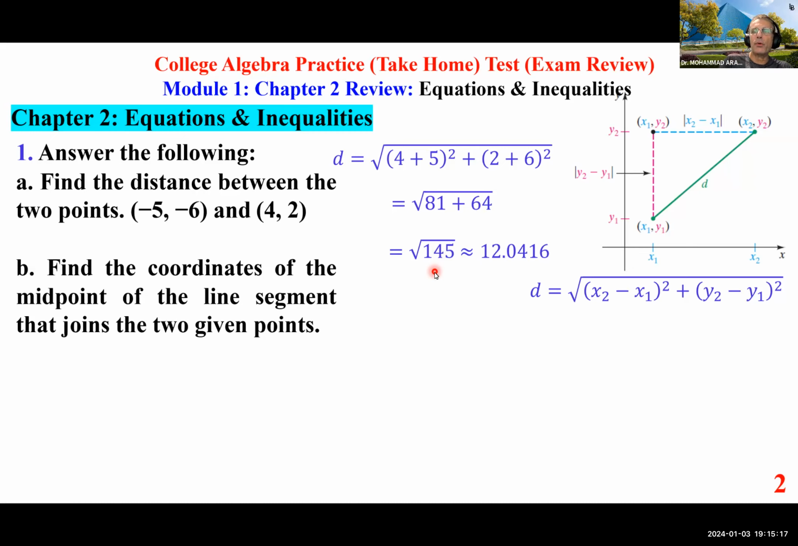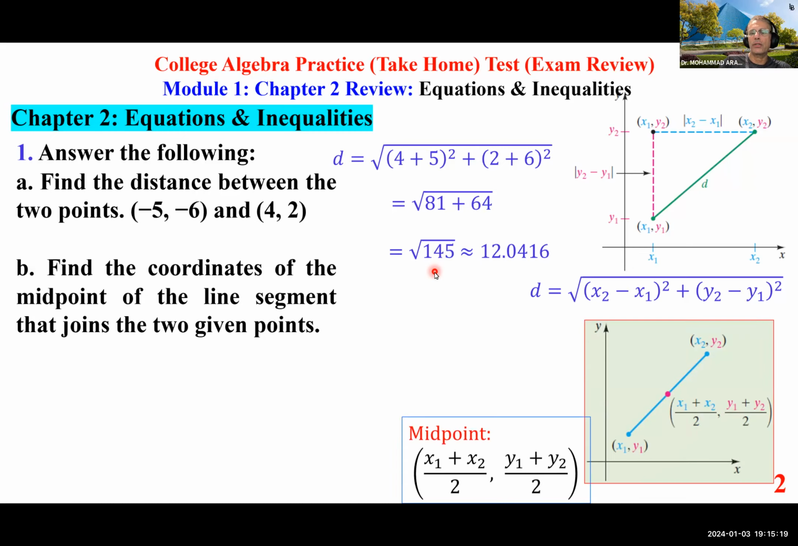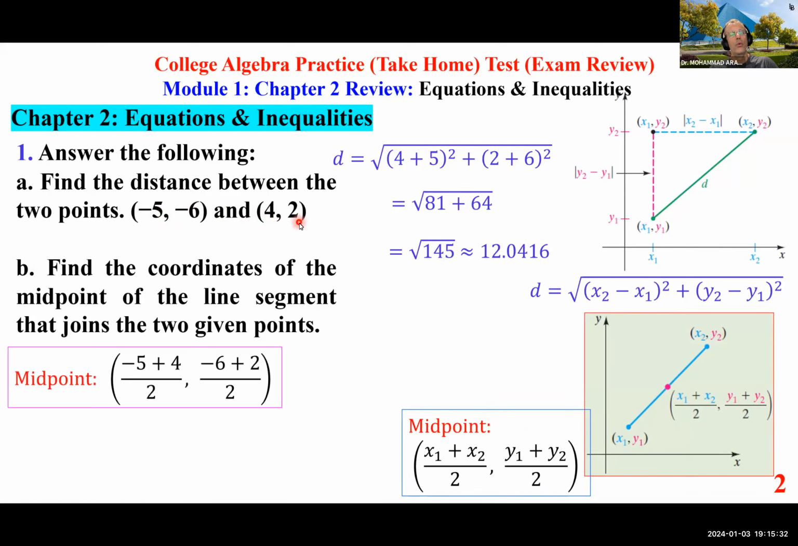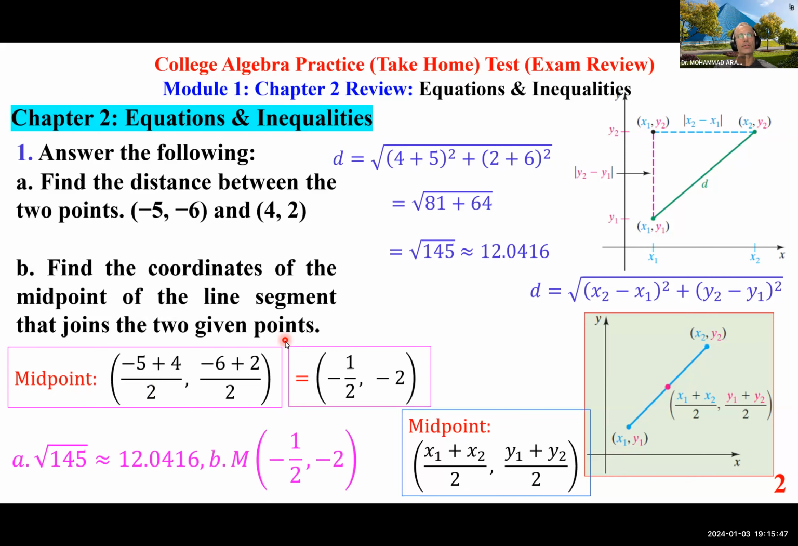As far as the midpoint is concerned, the formula is just add up the coordinates, divide by 2. So the midpoint would be -5 and 4 divided by 2 for the x coordinate, -6 and 2 divided by 2 for the y coordinate. This gives us -1/2. This gives us -4/2, which is -2. And so these are the answers.